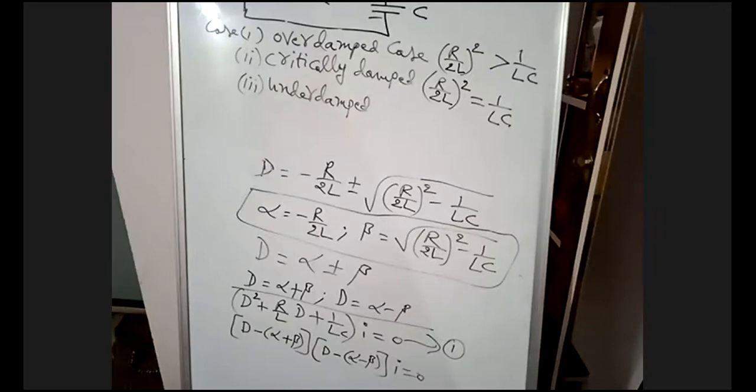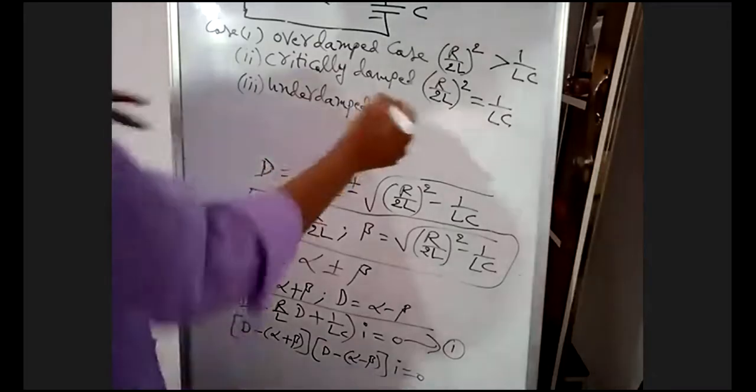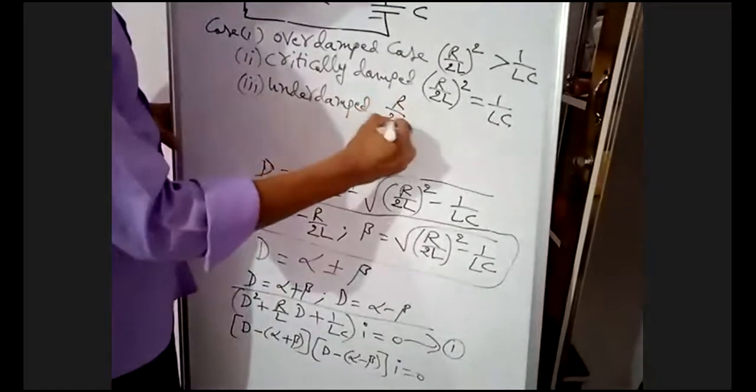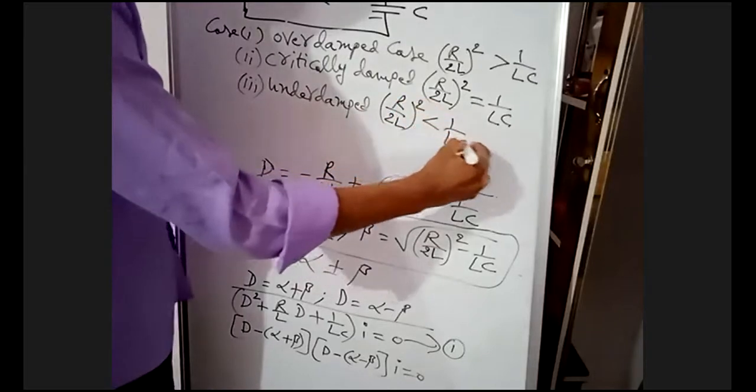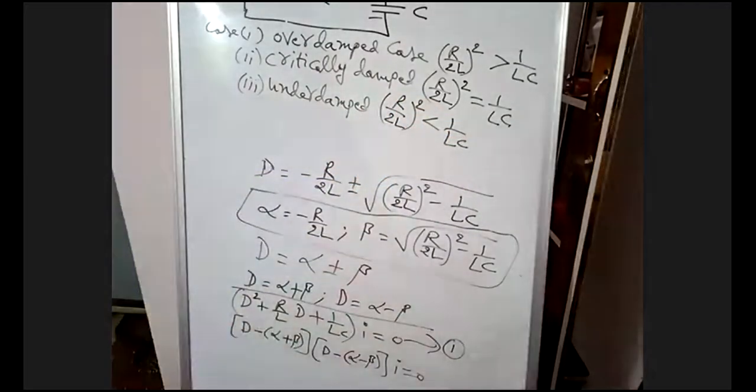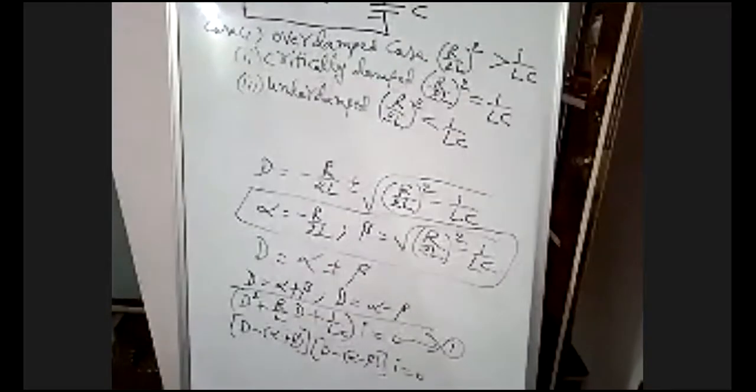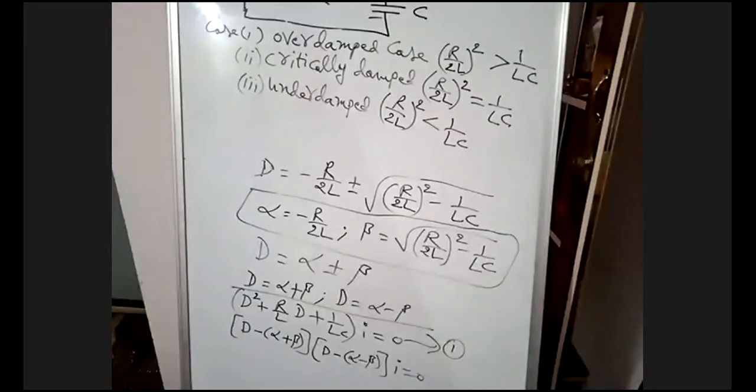Now the third case is, inside the square root what will you get? Positive or negative value? We will get a negative value inside the square root. This is called the underdamped case. If you are getting a negative value inside the square root, we can take minus common. What is the square root of minus 1?